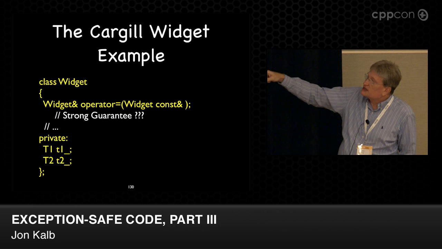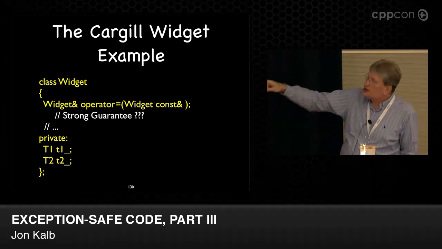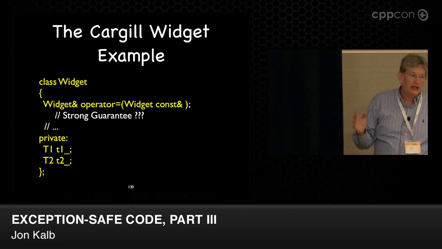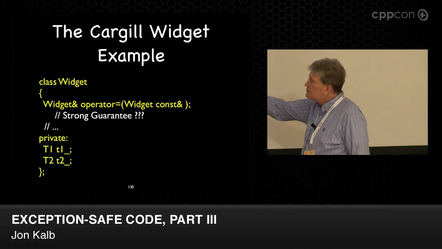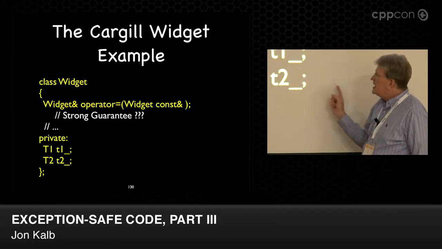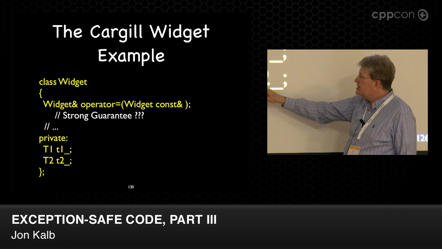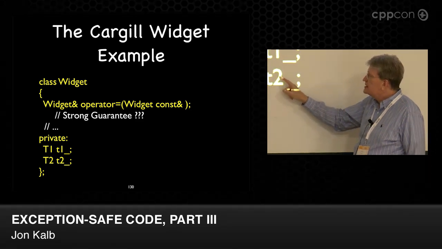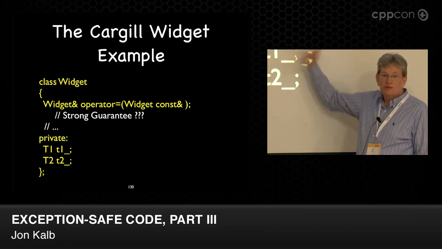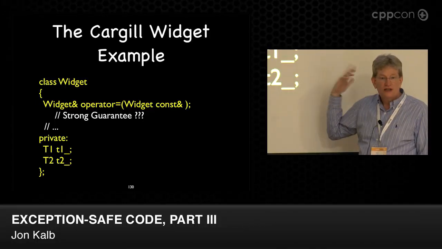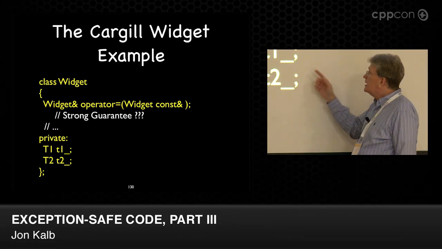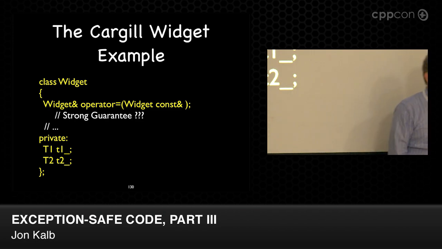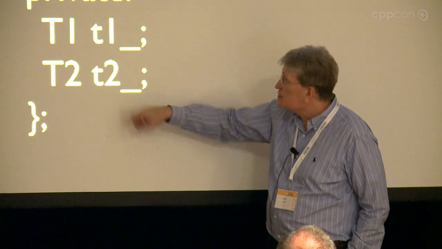So we are going to assign the first member and then the second. And if an exception is thrown, and here's the tricky part, if I overwrite this, and then in trying to copy over this, it throws, then I can't restore this. I can't undo that. So I can't have the strong guarantee. There's a real simple solution for that. You do T2 first and then do T1.